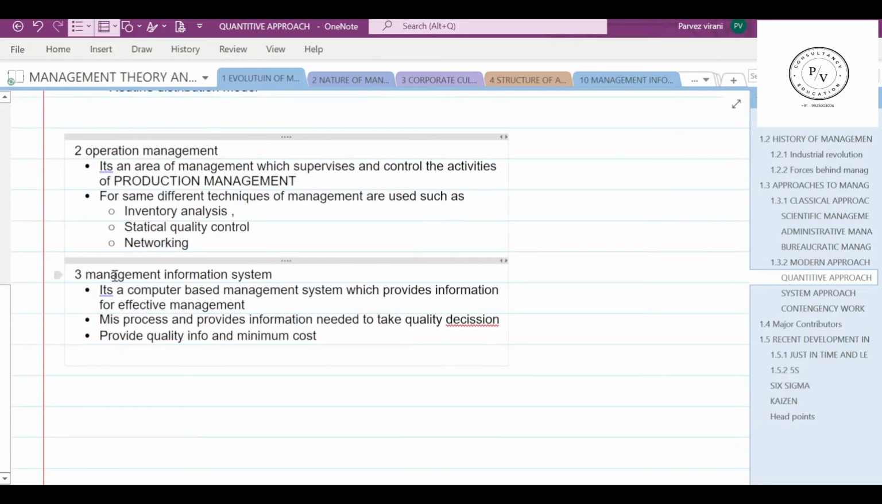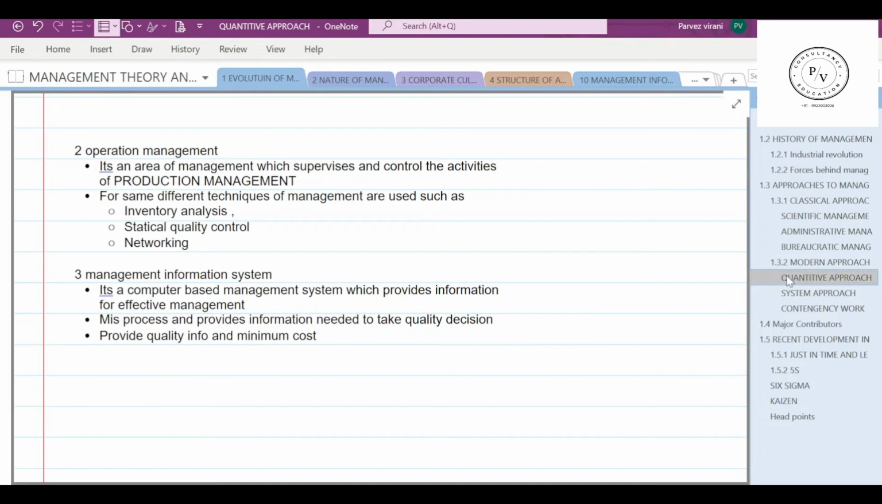Third, management information system. It's a computer-based management system which provides information for effective management. MIS processes and provides information needed to take quality decisions, provides quality information at minimum cost. So now that is the quantitative approach.